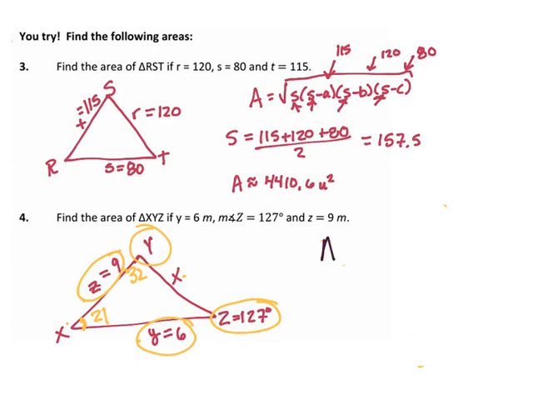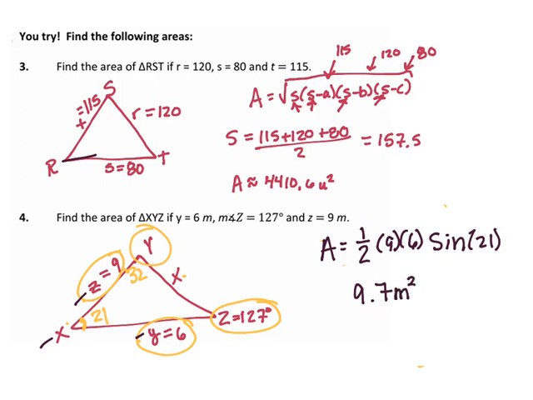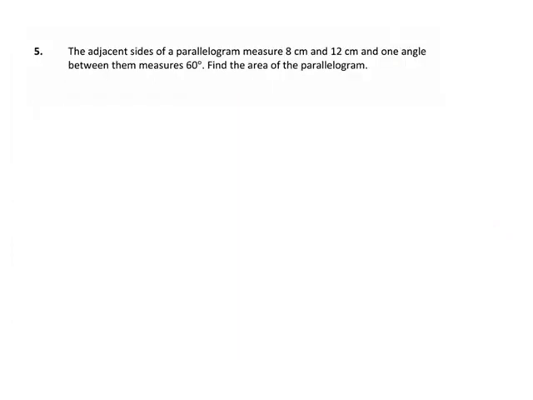Now we can actually find the area. So we have the area is 1/2 times 9 times 6, because those are the 2 sides we're using, and then this angle, so times the sine of 21, and put that in your calculator. And we get 9.7 because it's 9.67. And we're just going to say meters squared. So that's our area. Alright, let's just do this last one real quick.